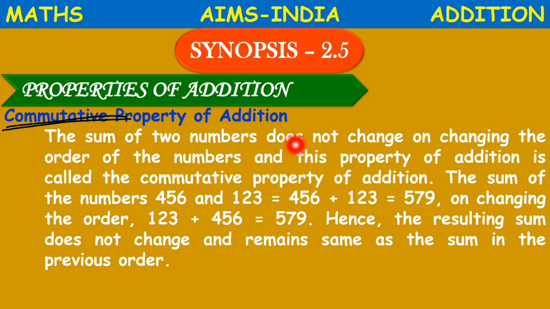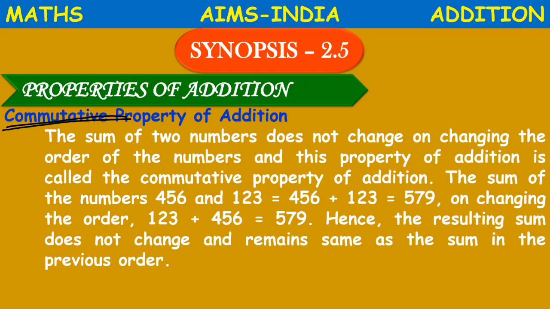The sum of two numbers does not change on changing the order of the numbers, and this property of addition is called the commutative property of addition. When we take two numbers, say 456 and 123, their sum, the result from the addition, does not change on changing the order of the numbers. What do you mean by the order of the numbers?